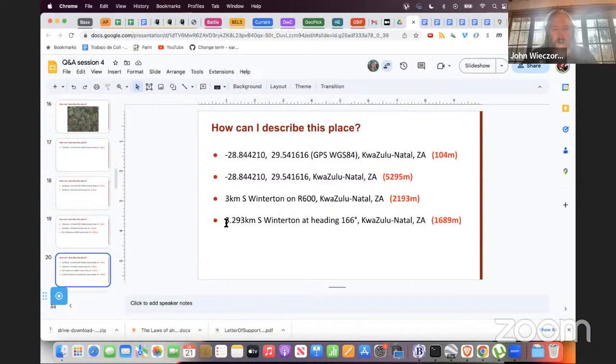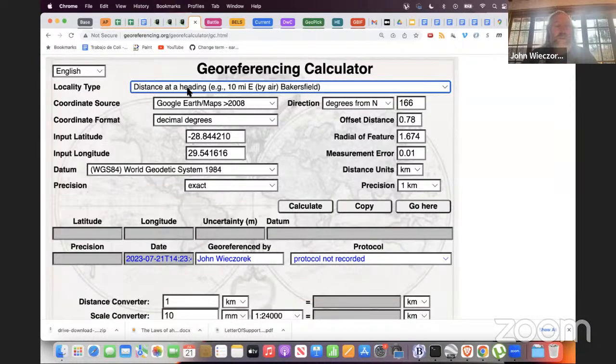Our distance is very specific. It's actually meters, but expressed as kilometers. And our heading is very specific as well. It's not to the south or south-southeast. It's actually at 166 degrees south. So let's do that one in the calculator. The type was distance at a heading. Our source again is Google Maps. Again, decimal degrees, same coordinates, same datum, same coordinate precision.